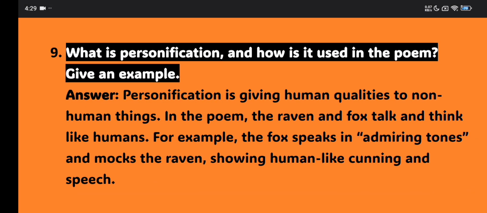Question number 9. What is personification and how is it used in the poem? Give an example. The answer is personification is giving human qualities to non-human things. In the poem, the raven and fox talk and think like humans. For example, the fox speaks in admiring tones and mocks the raven, showing human-like cunning and speech.